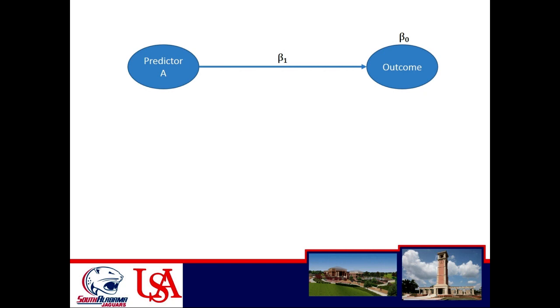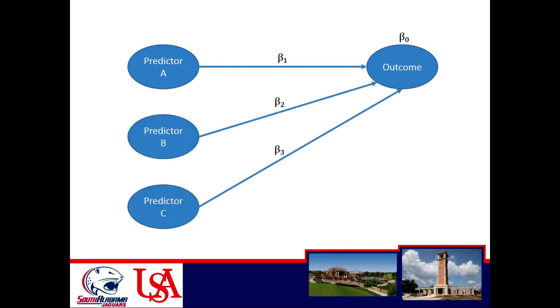When we're doing regression with multiple predictors, though, it looks more like this. We still have our beta naught, we still have that beta 1 for predictor A, but now we have another beta for each predictor. In this example, we have predictors A, B, and C. So now we have beta naught, beta 1 for predictor A, beta 2 for predictor B, and beta 3 for predictor C. Each of these betas will describe a different relationship. Beta 1 describes the relationship between predictor A and the outcome. Beta 2 describes the relationship between predictor B and the outcome. And beta 3 describes the relationship between predictor C and the outcome.